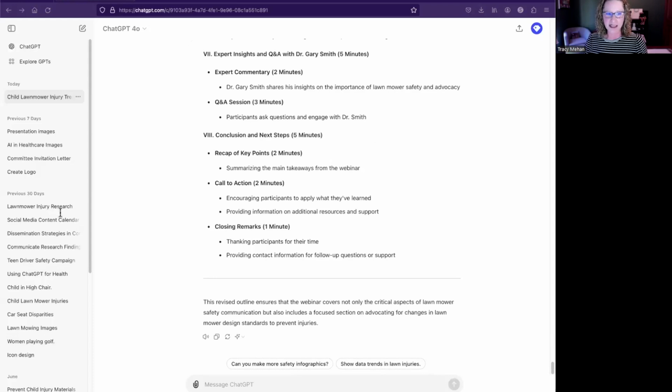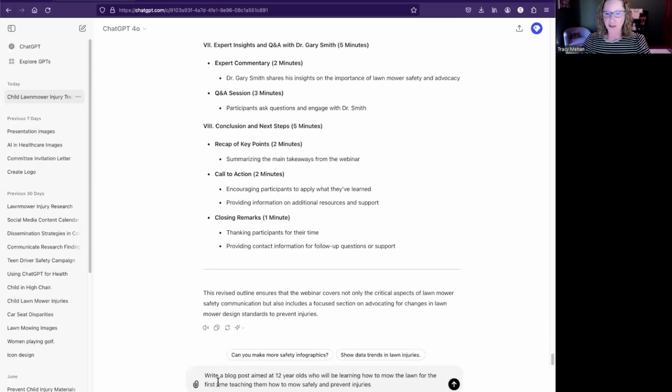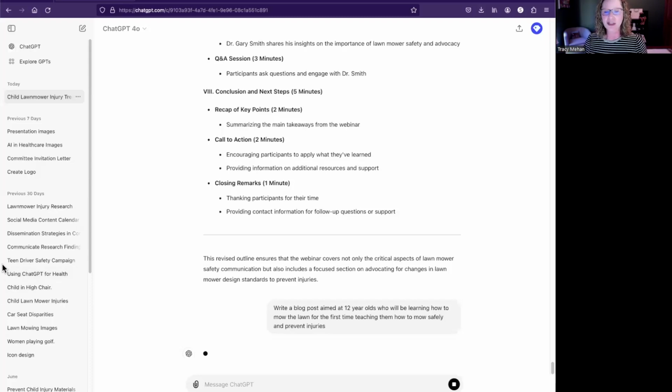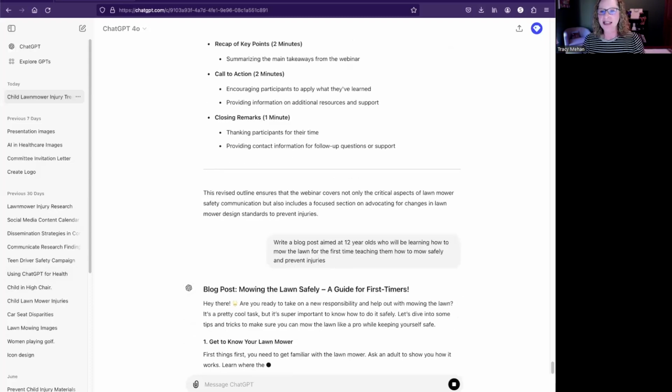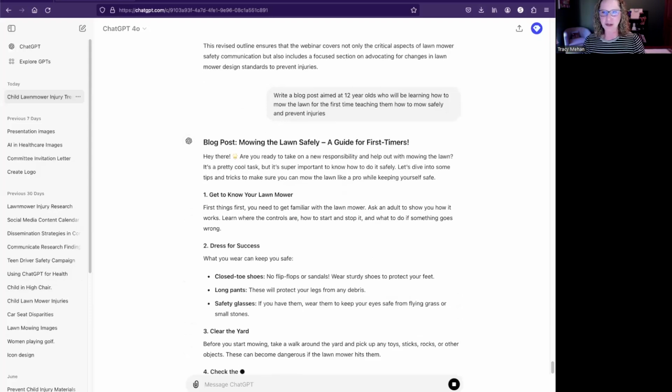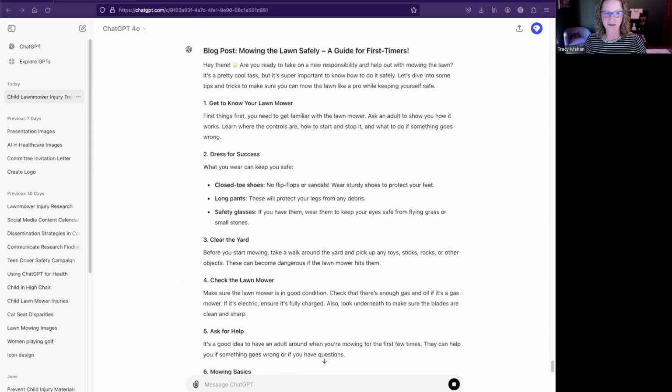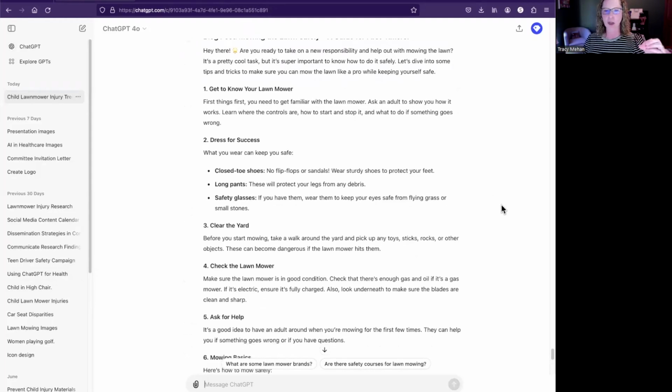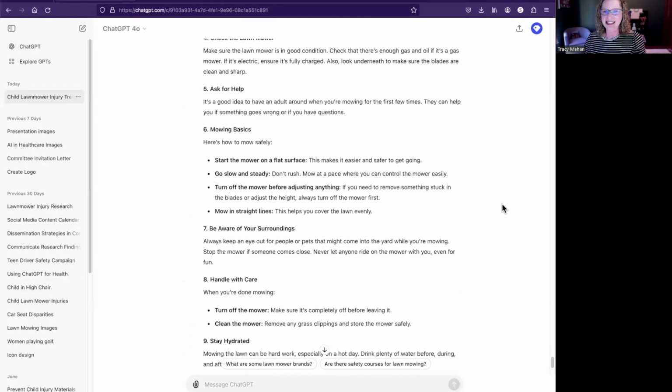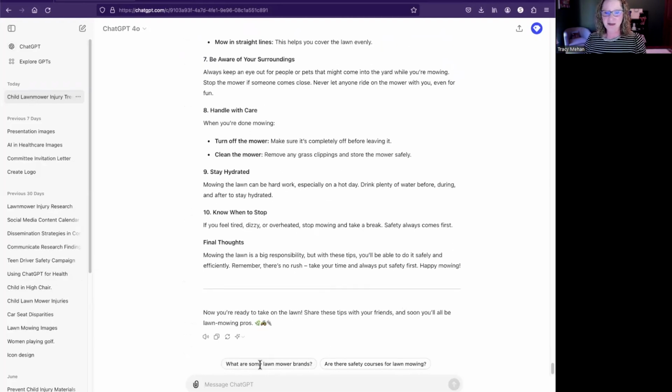Another really important piece for us was educational materials. We had some educational materials at our hospital already, and we started with those, but I wanted to see how it would do with helping me create some additional educational materials. So I asked it to write a blog post aimed at 12-year-olds who will be learning how to mow the lawn for the first time. It put together this blog post, Mowing the Lawn Safely: A Guide for First Timers. And it's actually pretty good. It wrote it like a blog post, short, succinct, bullet points, things like that. It does a pretty decent job. It's a great place for us to start.